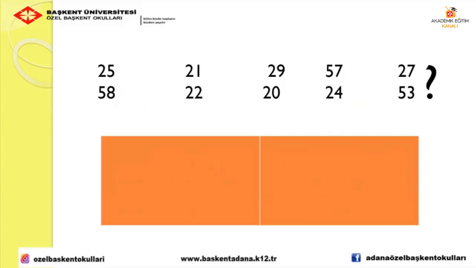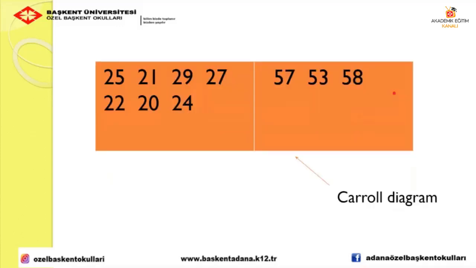Now, look at these numbers here. Can you spot the odd ones out? 25, 21, 29, 57, 27, 58, 22, 20, 24, 53. You're right. 57, 53, and 58 are different. They are the odd ones out because the other ones are in the decade of 20.